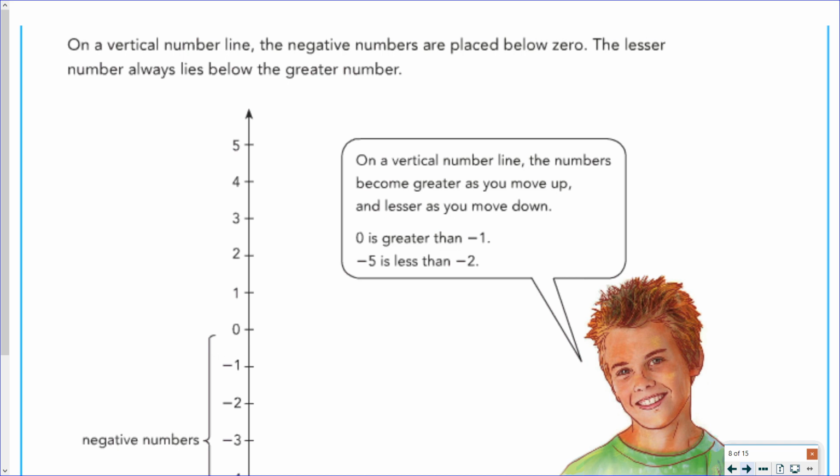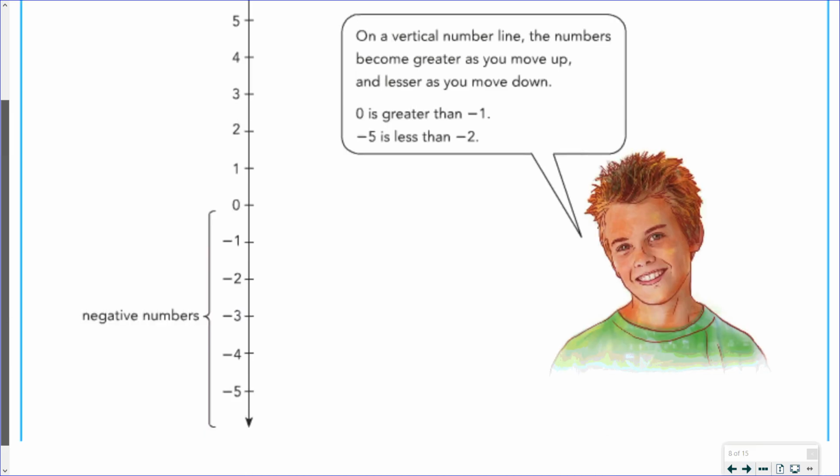It's the same idea here on a vertical number line, but instead of horizontal, it runs vertically, and again, the lowest number is at the bottom.